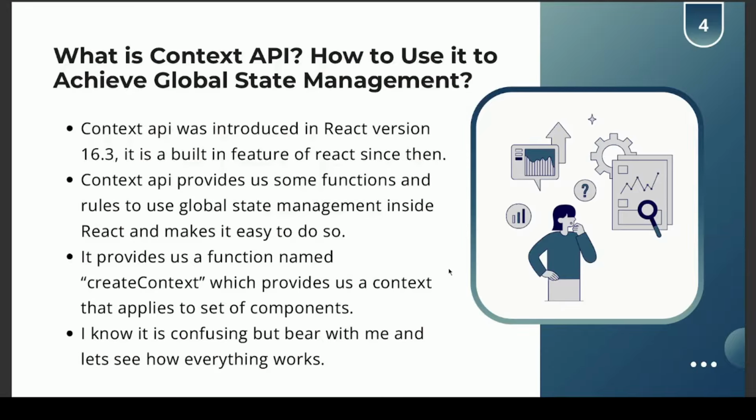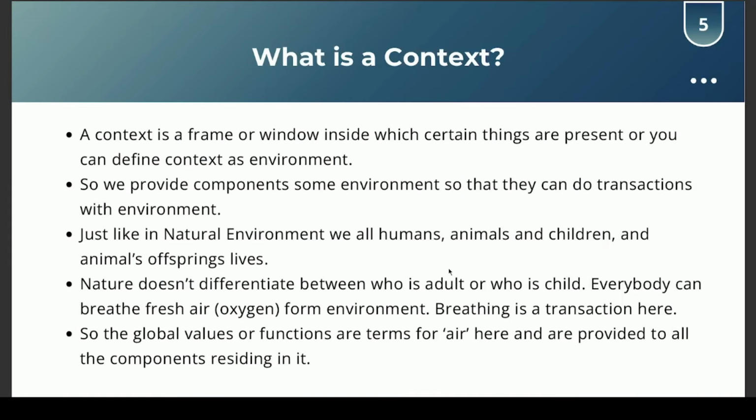Now let's see what the context API is and how to use it to achieve global state management. The context API was introduced in React version 16.3, and it has been a built-in feature of React since then. The context API provides us some functions and rules to do global state management inside React and makes it easy to do so. It provides us a function named createContext, which provides us a context that applies to a set of components. I know you are not understanding it right now, but when we are in the practical, you will understand better. I know it's confusing, but bear with me. Let's see how everything works.